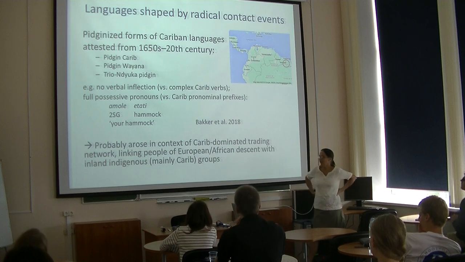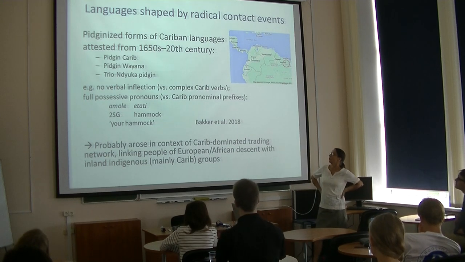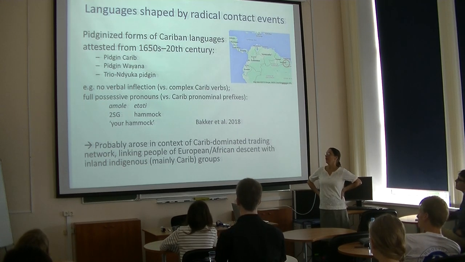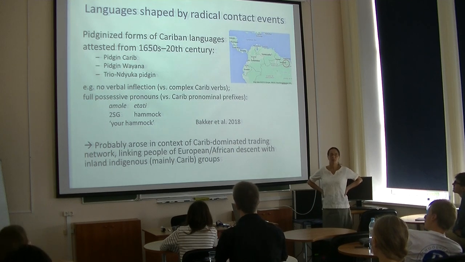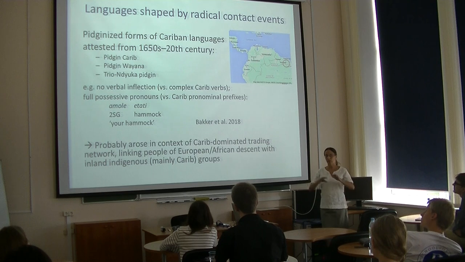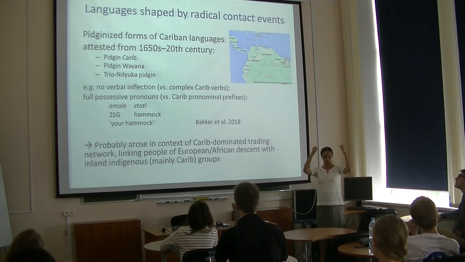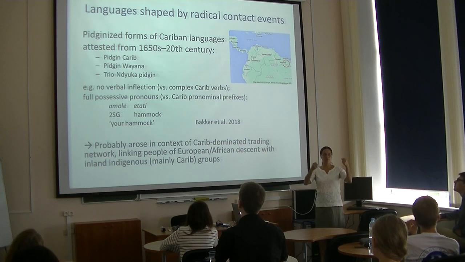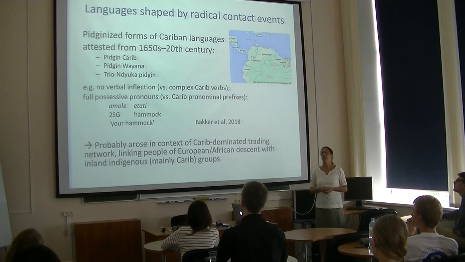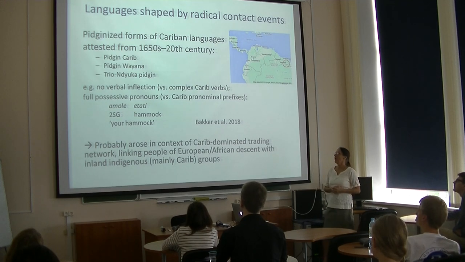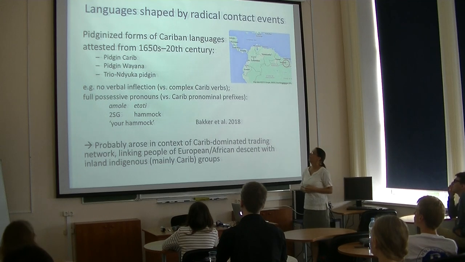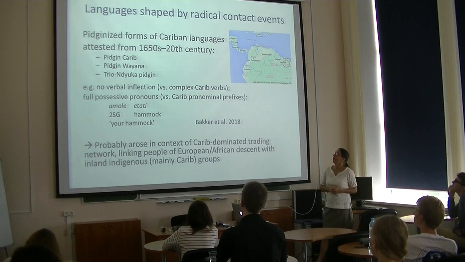So this is a slightly different example. Again, if we look around the Amazon basin and say, what examples do we have of radical contact languages that are a little bit different from the kind of scenario that I painted yesterday of maintenance in place of languages in multilingual contexts with grammatical convergence? What different scenarios do we find? The Kokama Omagwa case is one. Another case is pidginized forms of Carib languages.